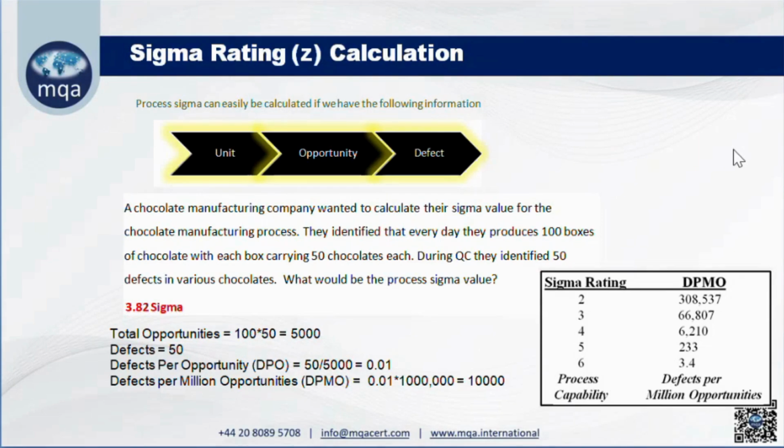So total defects divided by the total opportunities, or total possibilities of defects. Since there are 50 chocolates in 100 boxes, total 5,000 opportunities or possible defects. And out of that, 50 are found. So 50 by 5,000, 0.01 into million is 10,000.